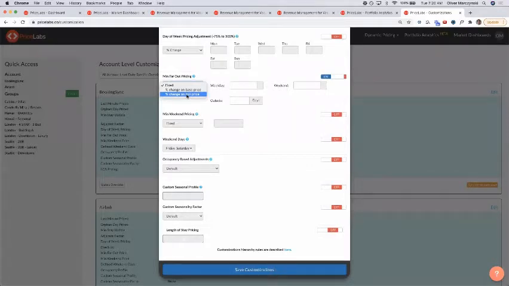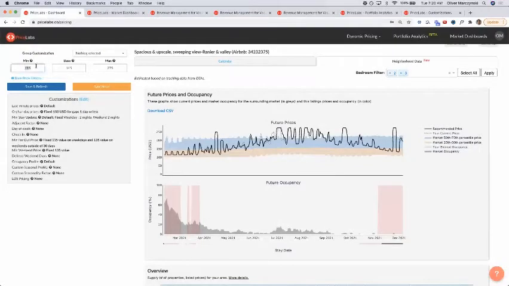The difference between the two here: each listing in PriceLabs, of course, has a minimum price, a base price, and a maximum.